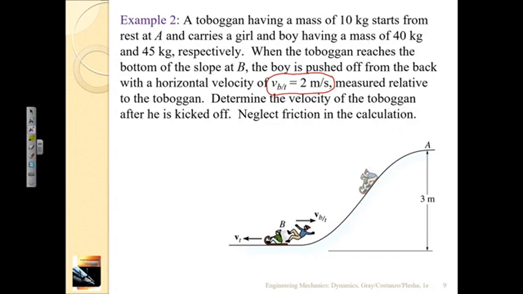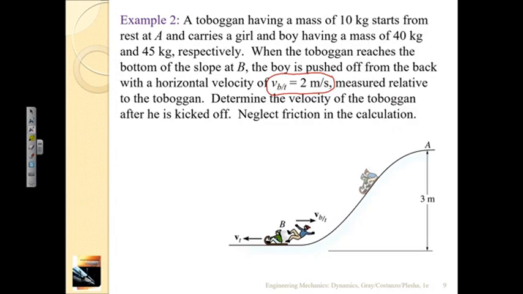Then, the girl and toboggan stay together. So the mass of the toboggan plus the mass of the girl times the velocity of the toboggan at state 2, plus what the boy's doing. The mass of the boy times the velocity of the boy at state 2. And you think, I've almost got enough to solve this. But we're not given the velocity of the boy. We're given the velocity of the boy relative to the toboggan.